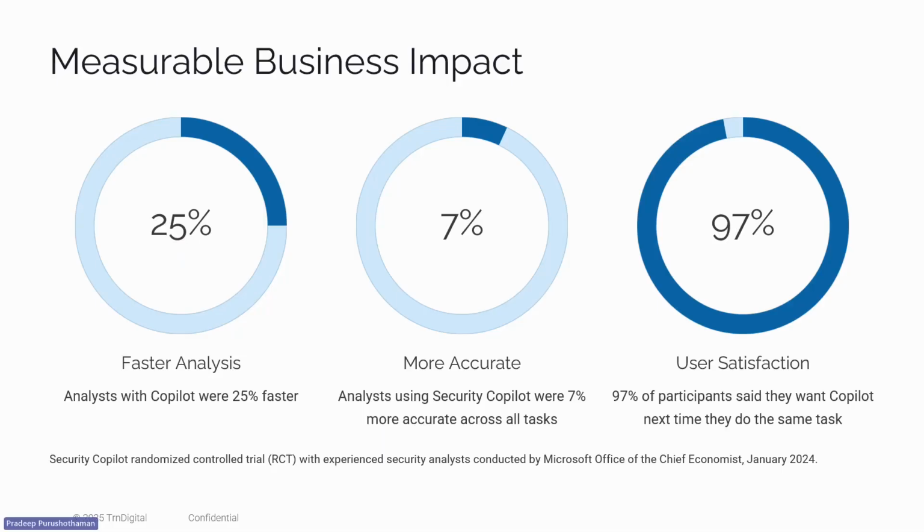This is as per a randomized control trial conducted by Microsoft for Security Copilot. Based on the trial, the analysts who were working with Copilot were 25% faster. They were 7% more accurate across all the tasks, and 97% of the participants said that they want Copilot the next time they do the same task.